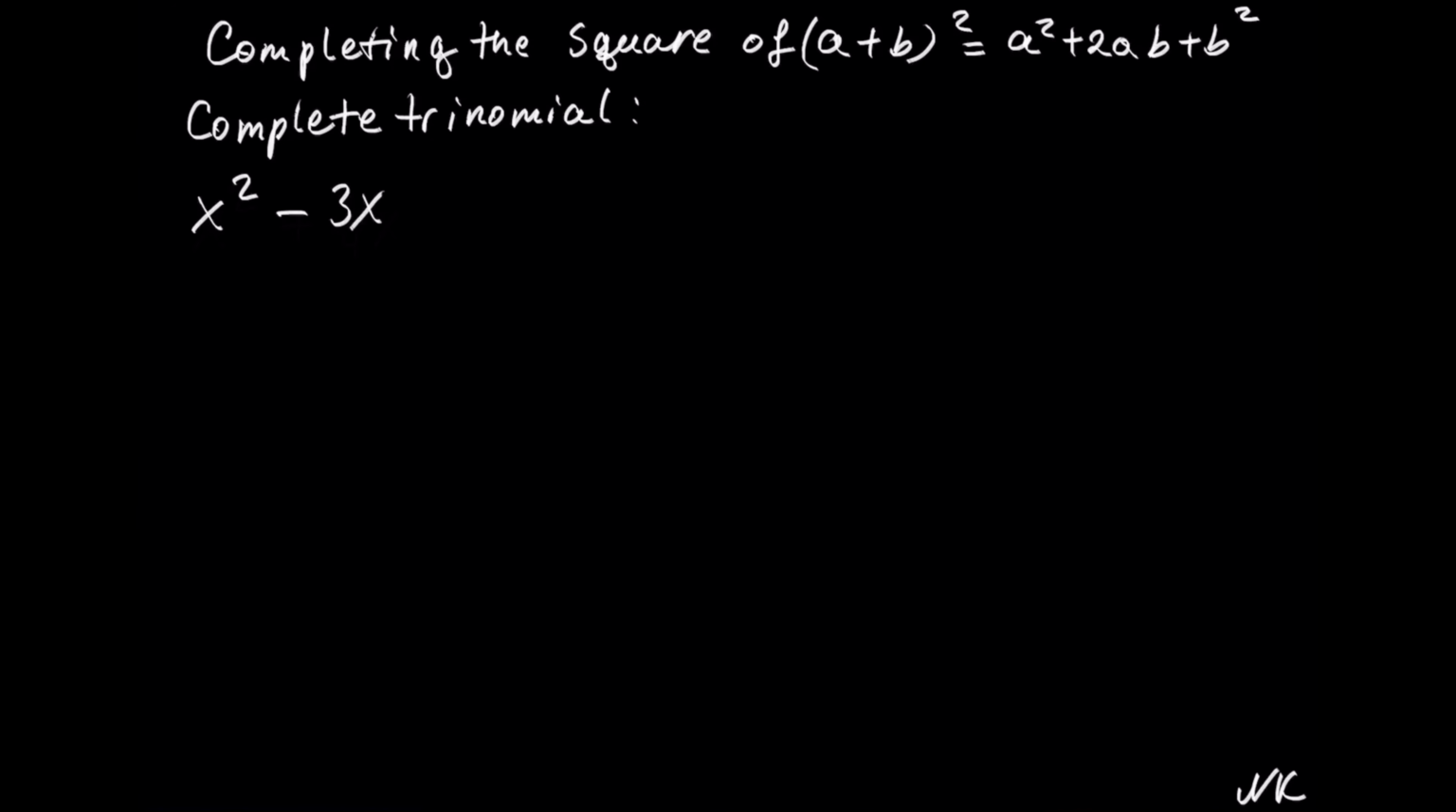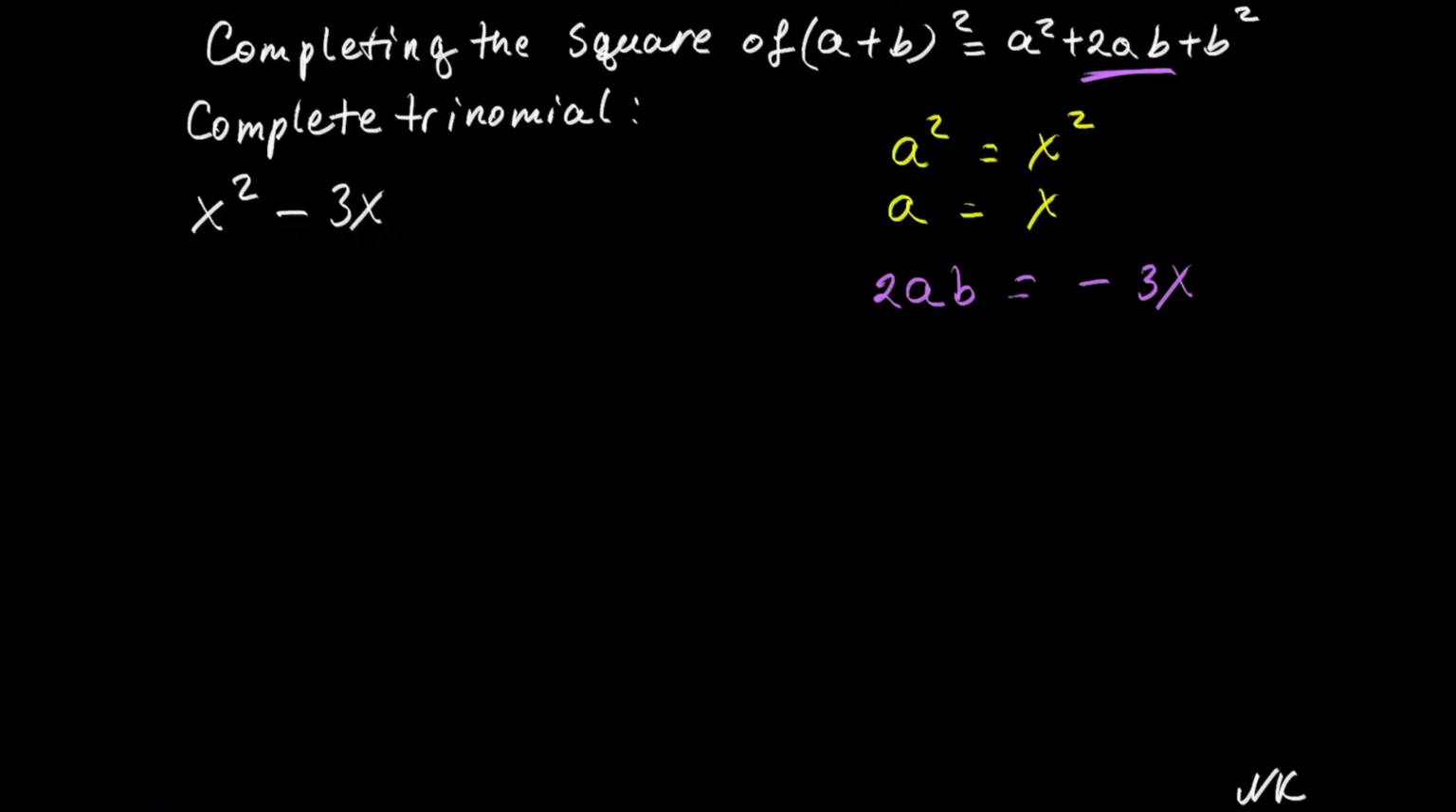In this example, we need to complete the trinomial of x squared minus 3x. So to complete this trinomial, we need to have a squared plus 2ab plus b squared. In the first two terms, we have a squared is equal to x squared. If a squared is equal to x squared, then a is equal to x. A is always positive in this formula. We are also given the middle term, which is 2ab, and it's equal to negative 3x.